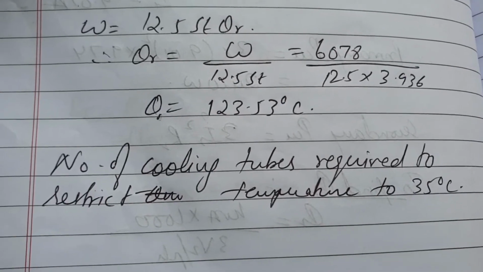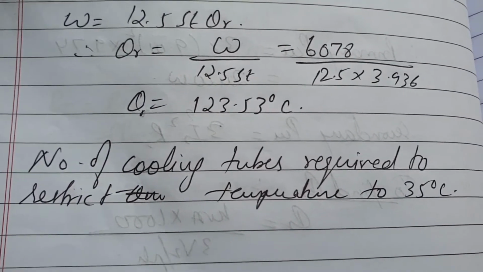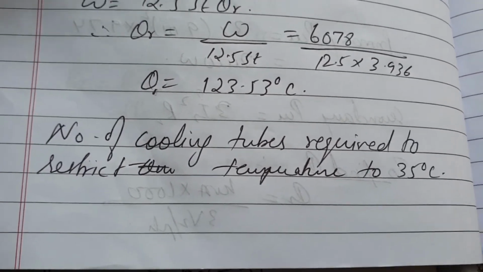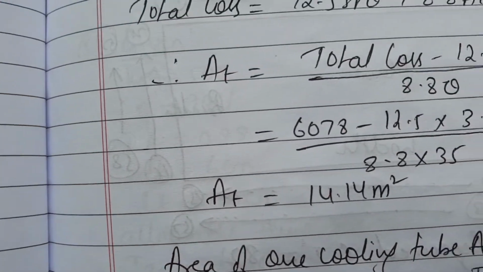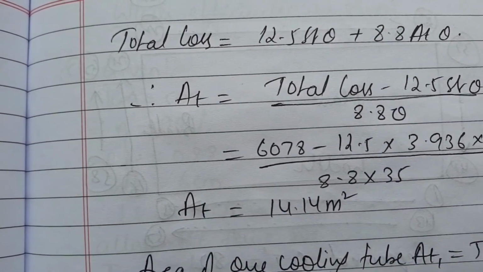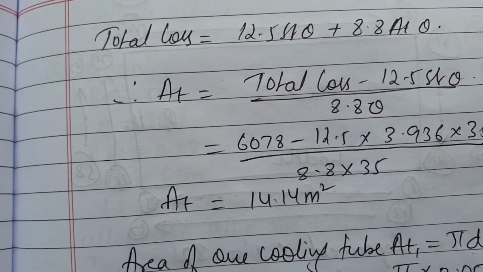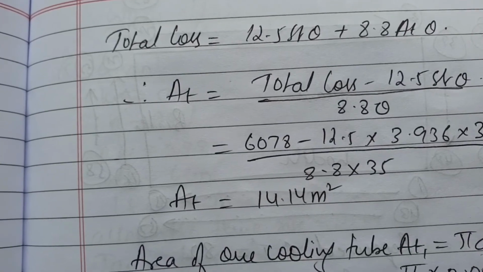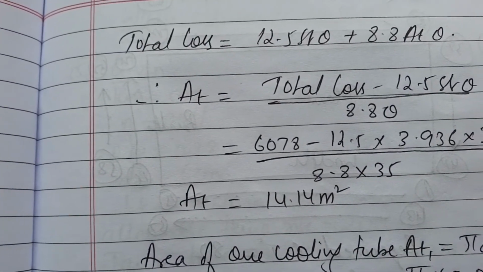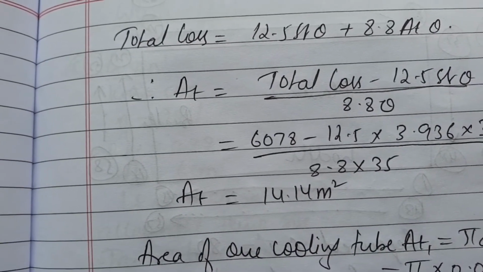Next, we are supposed to calculate the total number of cooling tubes required to restrict temperature rise to 35 degrees Celsius. The formula is total loss W is equal to 12.5 ST theta plus 8.8 AT theta. If nothing is mentioned about percentage improvement in convection, then by default you can take it as 8.8 AT theta.